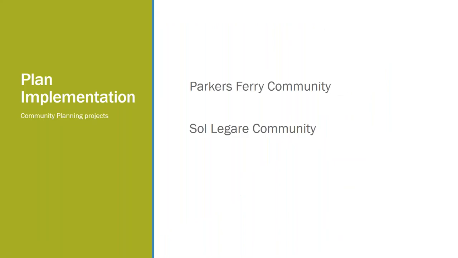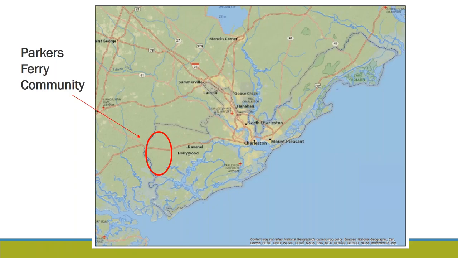Now let's talk about how these future land use designations have been implemented through the Parkers Ferry Community Plan for the rural area and the Soligree Community Plan for the urban and suburban area. I'm going to talk about the Parkers Ferry Plan, and Andrea Harris-Long will discuss the Soligree Plan.